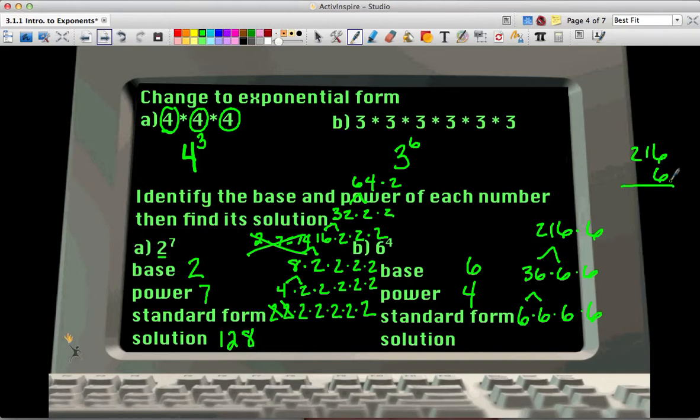216 times 6. 6 times 6 is 36. Carry the 3. 1 times 6 is 6. Plus 3 is 9. 2 times 6 is 12. So the solution in this case is 1,296.